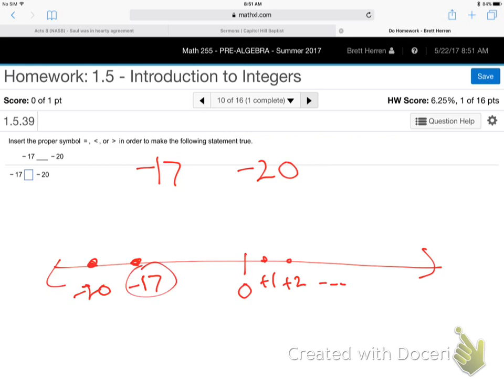$17 in debt, negative, right? Or $20 in debt? Well, 17's a little better. You're not so much in debt, right? That's the bigger number, actually, isn't it? Because you're less in debt. So that's the bigger number.